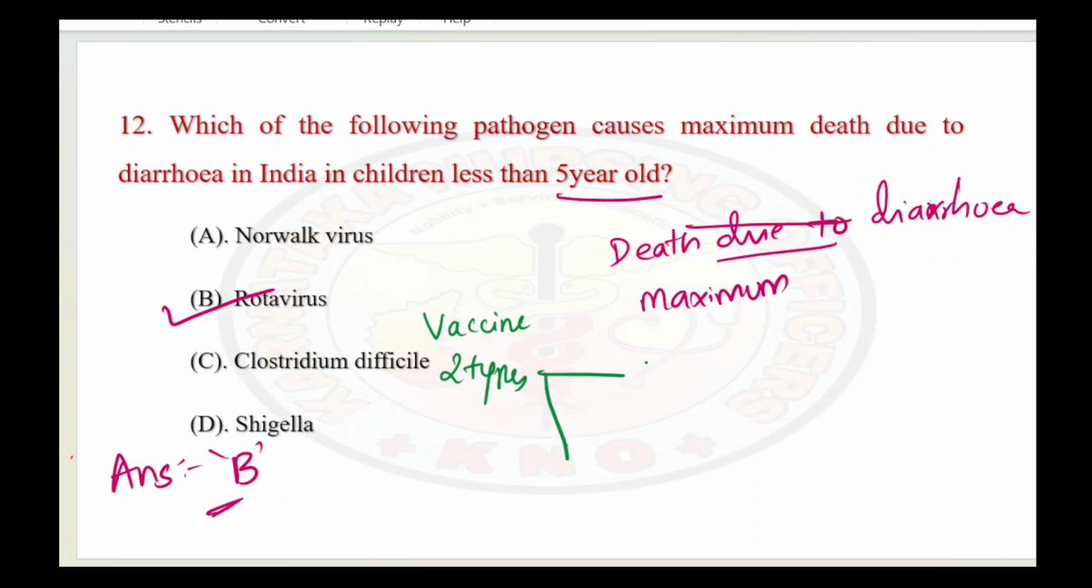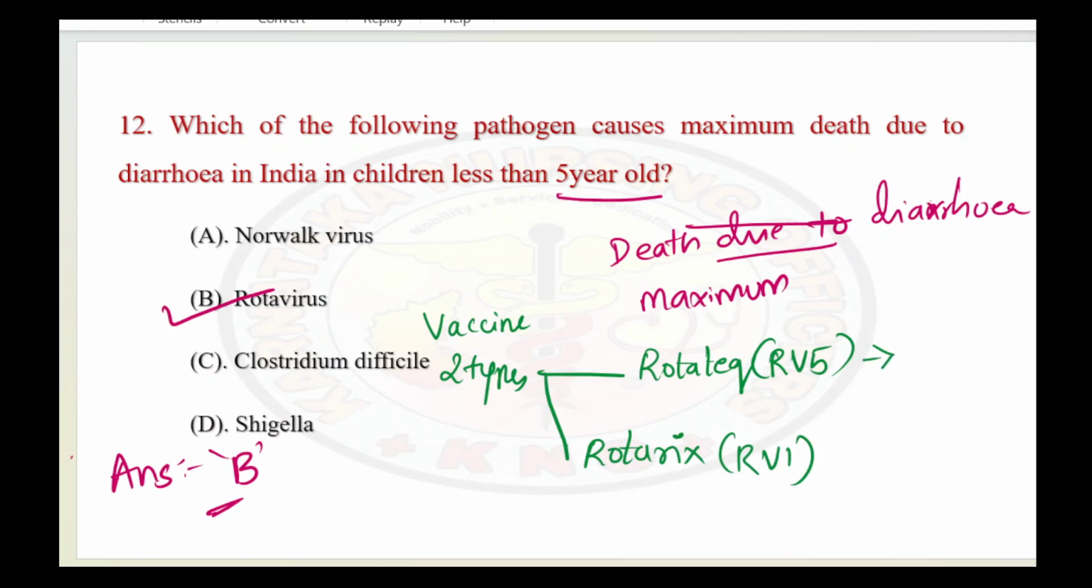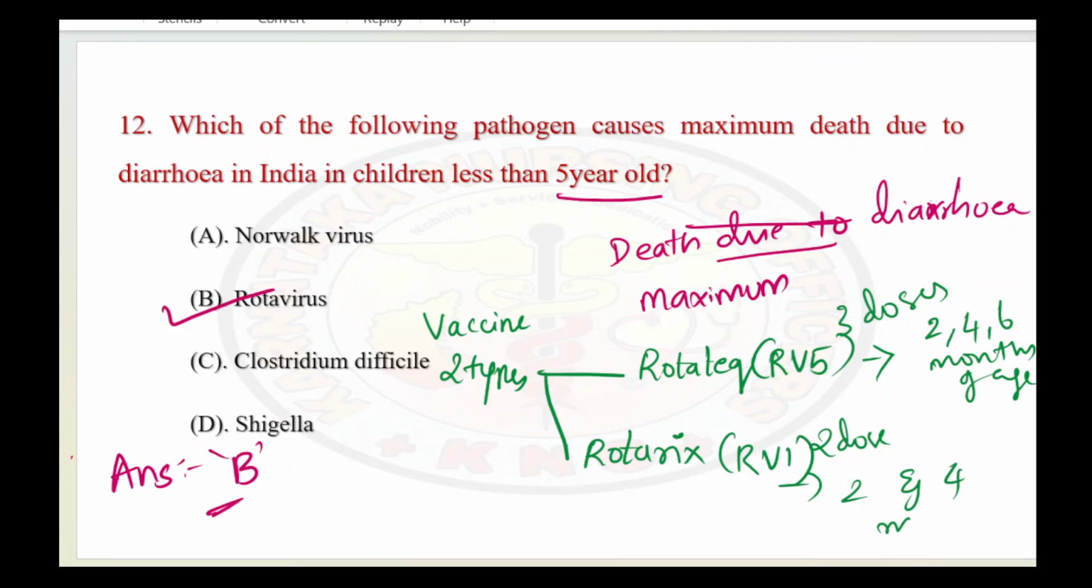First is Rotateq and second is Rotarix. Rotateq is RV5 type and Rotarix is RV1 type. Rotateq has 3 doses, at 2, 4, and 6 months. But Rotarix has only 2 doses, at 2 and 4 months.